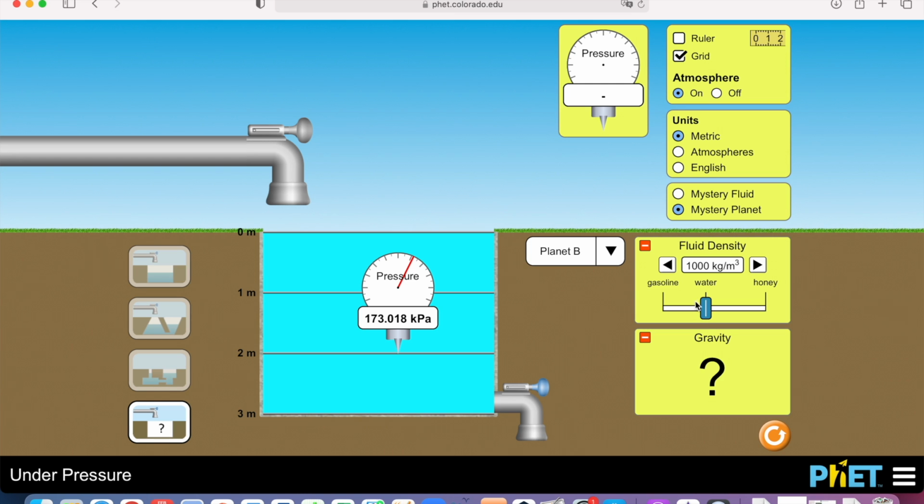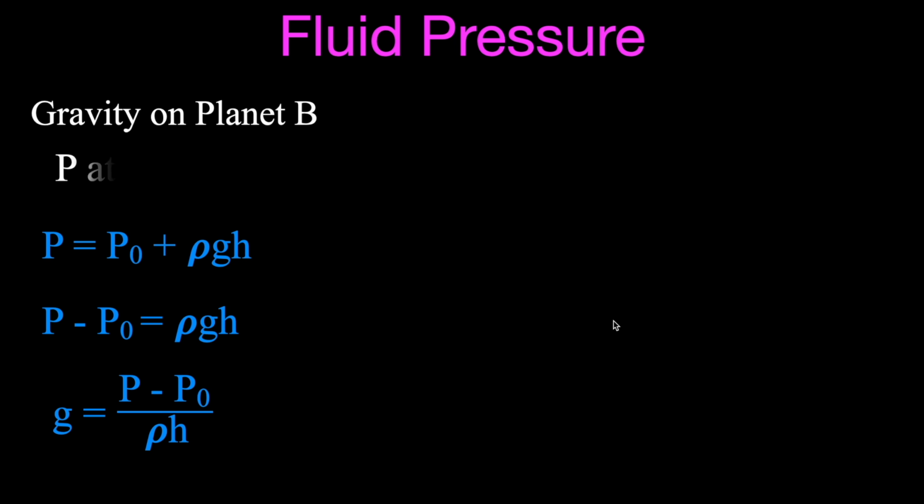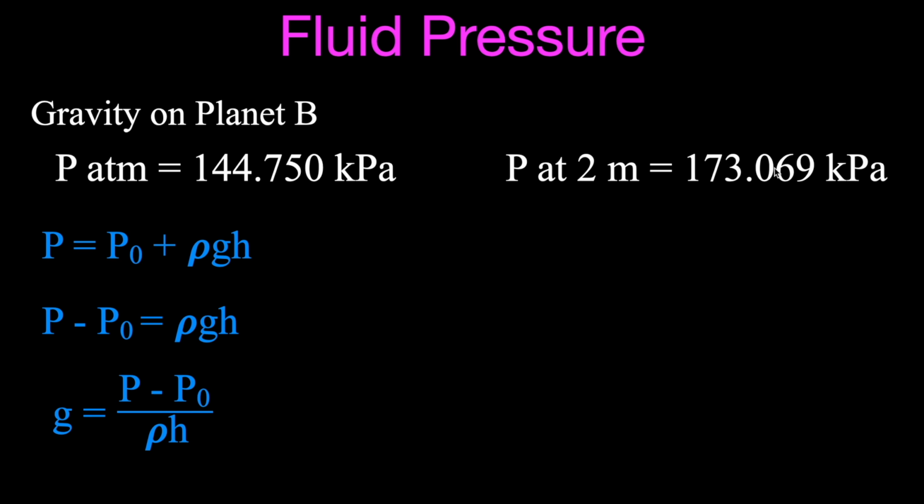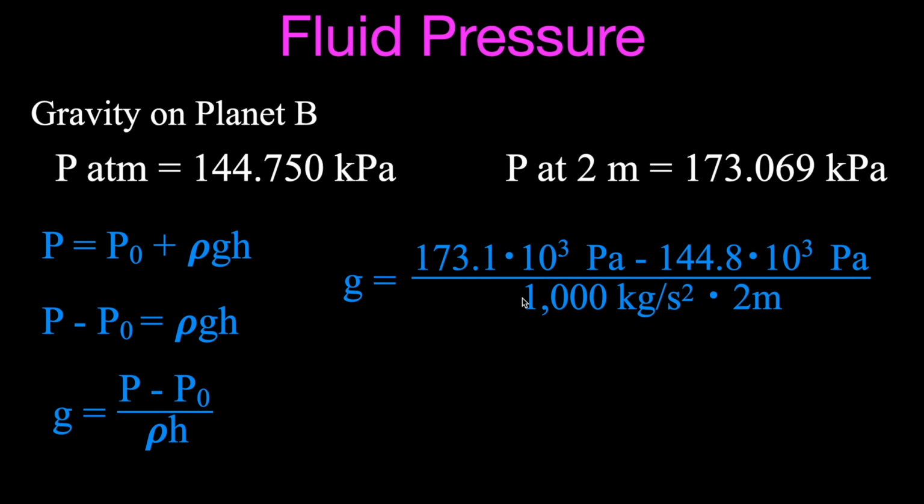And again, if you change the density, you're going to increase the density, but you'll also increase the pressure. So it doesn't matter whether you change the density, just make sure you get the correct measurements and leave everything else the same. So now we're going to go back, and we get the atmospheric pressure was 144.75. And once again, I have here 173.069. In the simulation, we just saw it was, I think, 173.018. But that's such a small difference because when we plug the values in, I'm going to round the total pressure, okay, which is the pressure at depth.